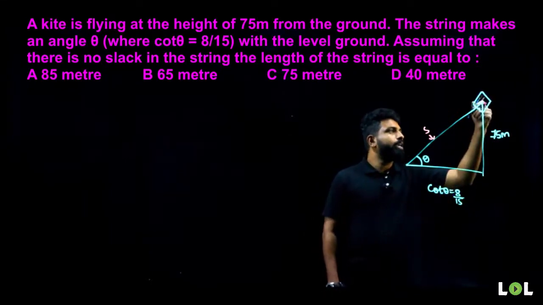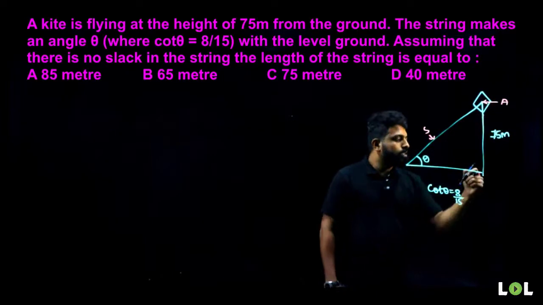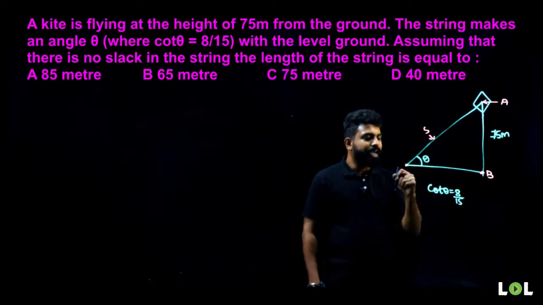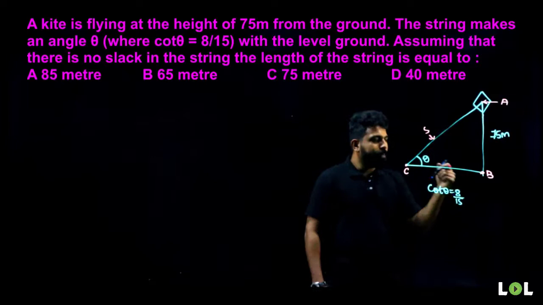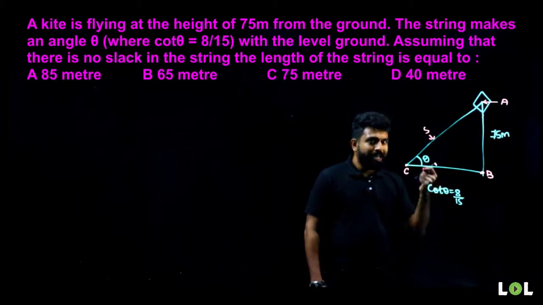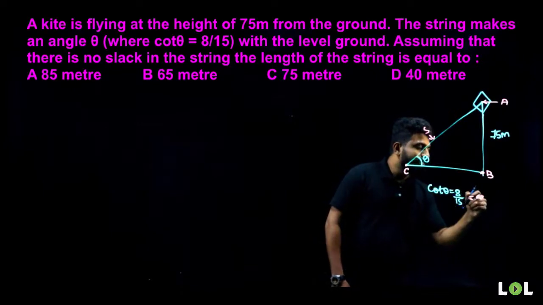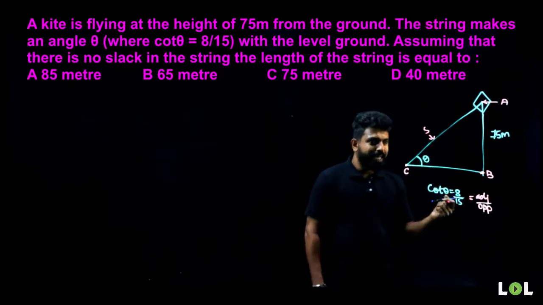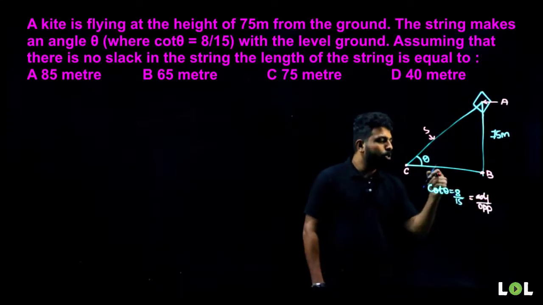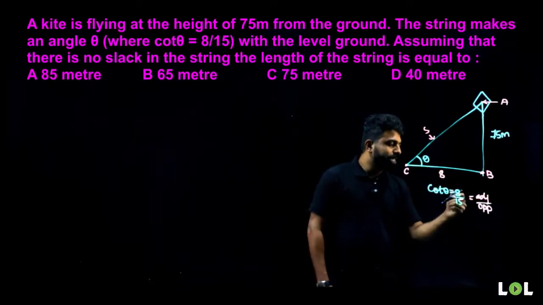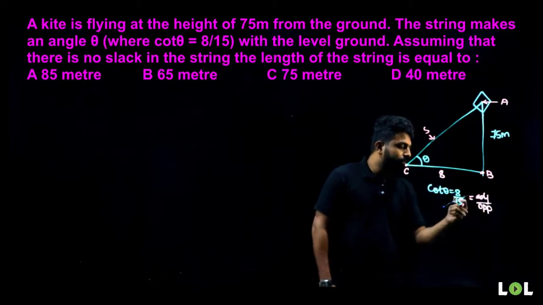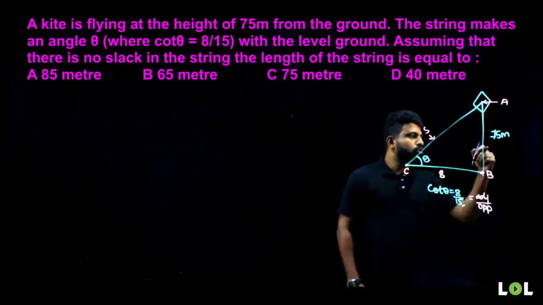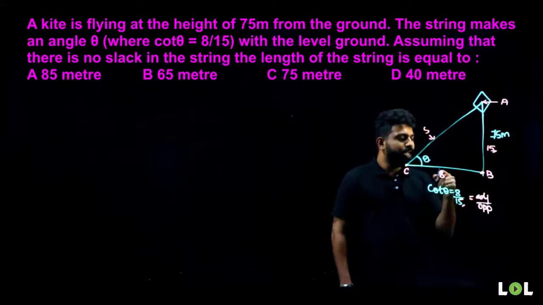Now if I consider this point on the kite as A, the point on the ground as B, and the point from where I am flying the kite as C. So if that is A, B, C, what is cot theta? We know that cot theta is nothing but adjacent by opposite. So if this is theta, which is the adjacent side? Adjacent side is BC. So BC will be 8 meters. So what will be the opposite side? Adjacent by opposite, opposite is 15 meters. Opposite side to theta is nothing but 15. So the ratio is 15 upon 8.